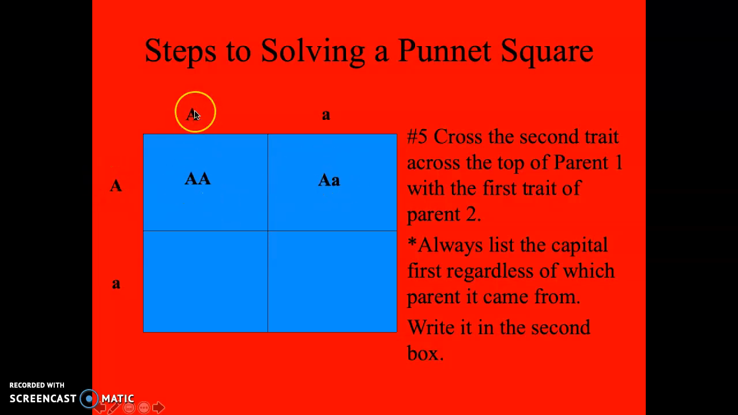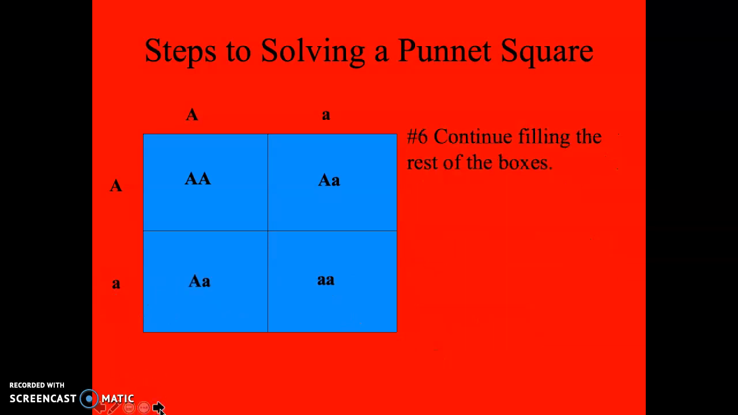So then you're going to continue crossing. You'll take this gene and cross it with this one, and you'll take this gene and cross it with this one. So here you'll see if we've continued to fill in the boxes. So this big A comes from here, this little a comes from here, and then in this final box, the little a comes from here, and this little a comes from here.